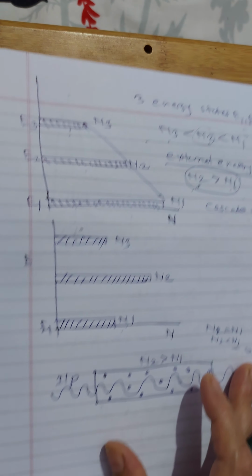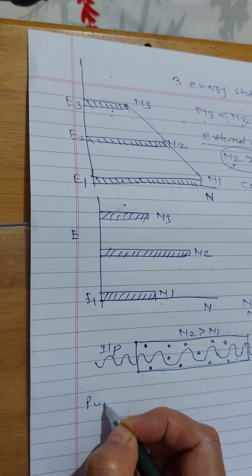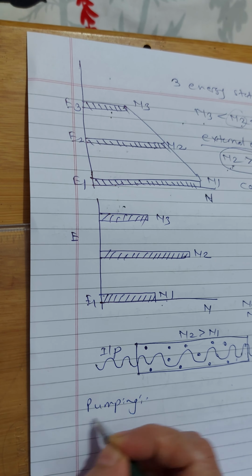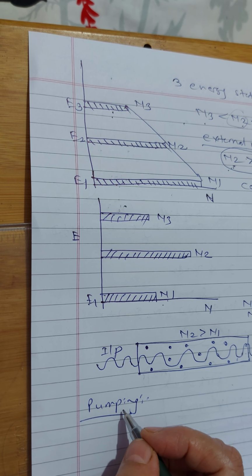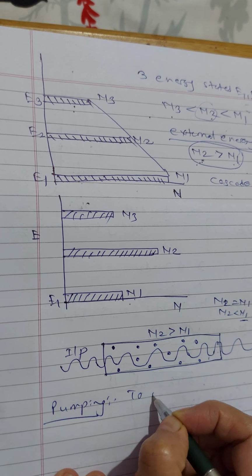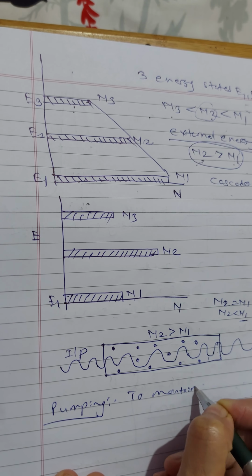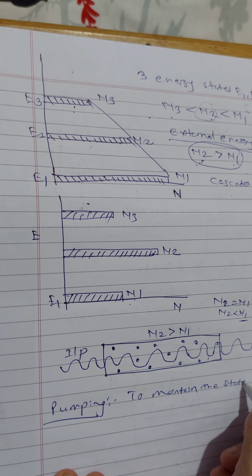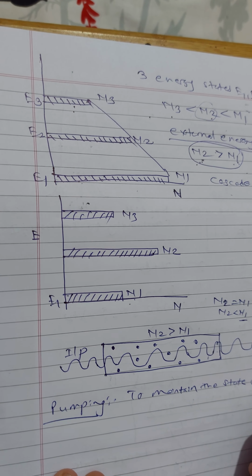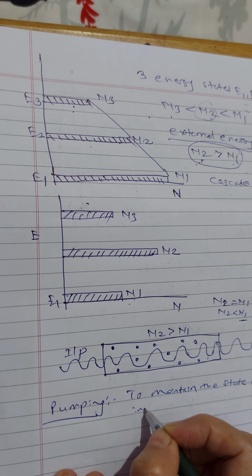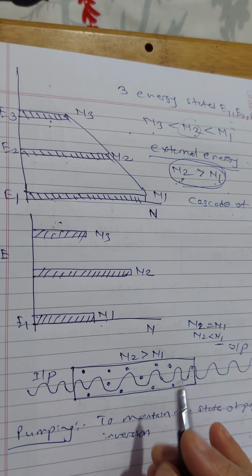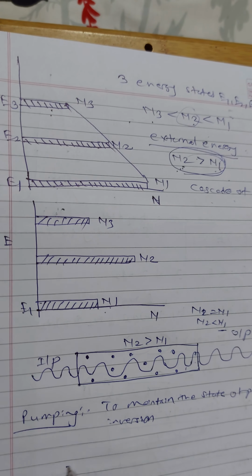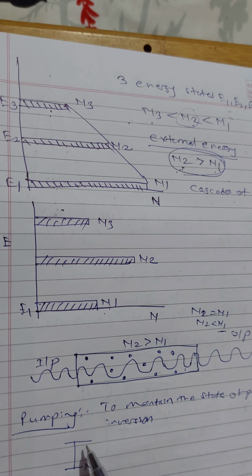Now one more small concept I'll say, which is called pumping. Now, what is basically pumping? You need to maintain the state of population inversion, which is very, very important. To maintain the state of population inversion, which means maintain what? N2 greater than N1.